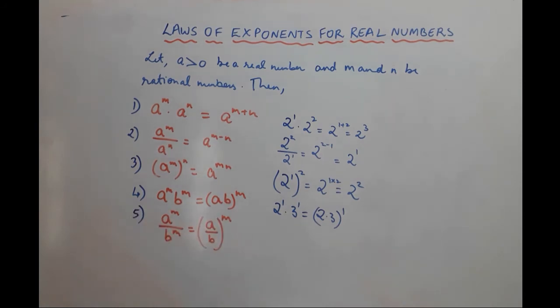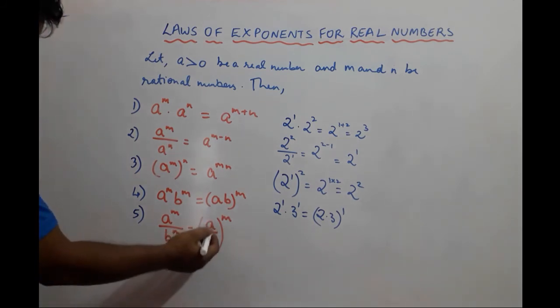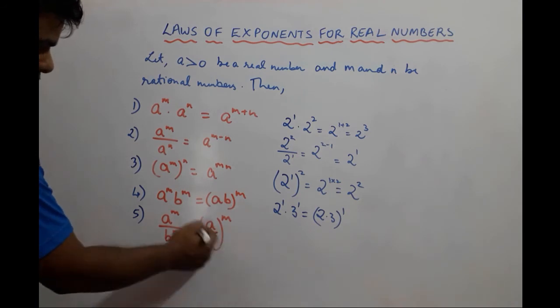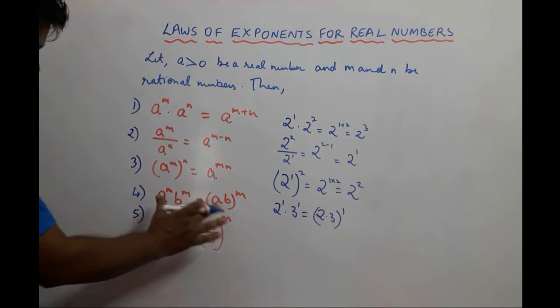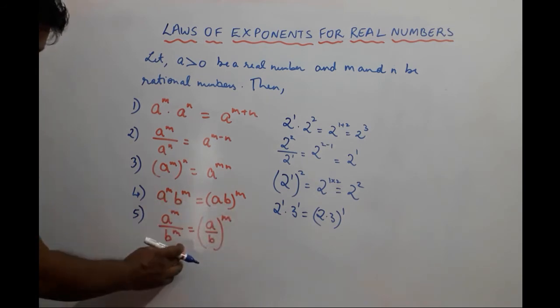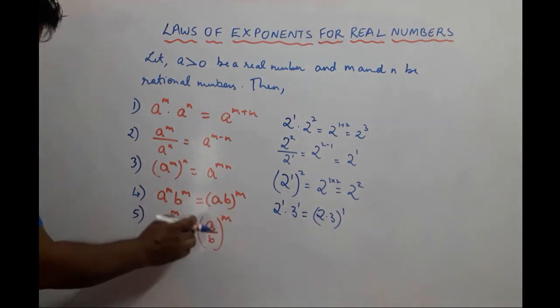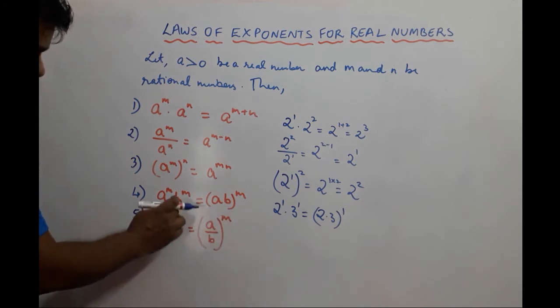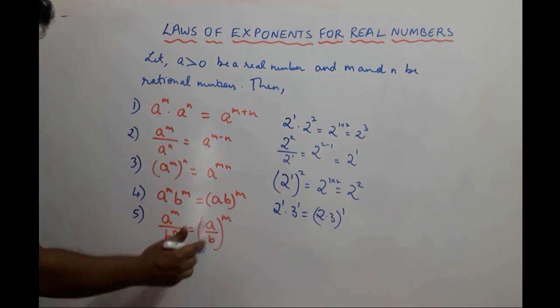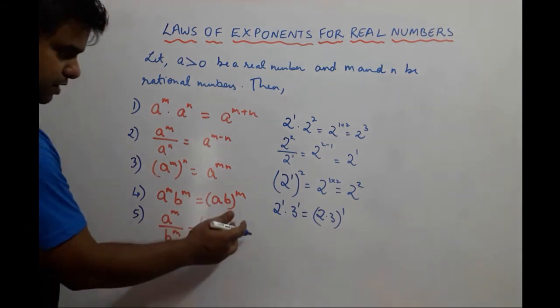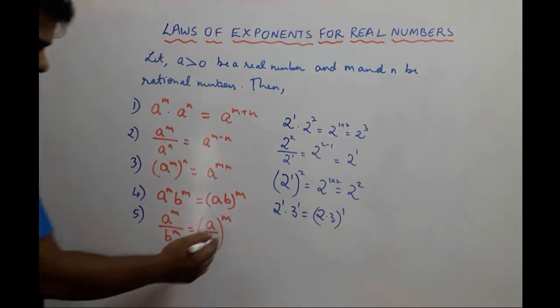Similarly, we have a raised to m upon b raised to m, which is equal to a upon b, whole thing raised to m. Just like in this problem, here there is a division, and since there is a division, we continue with the division, but since the powers are the same, we put the entire bracket or the entire fraction, whole thing raised to the common power, which is m.